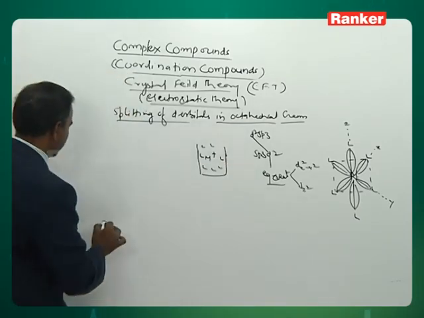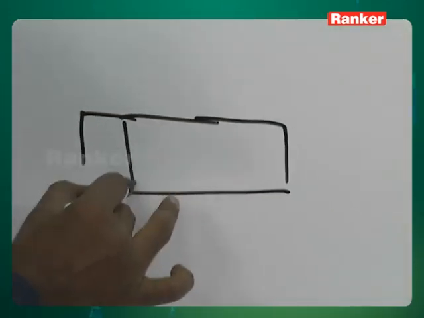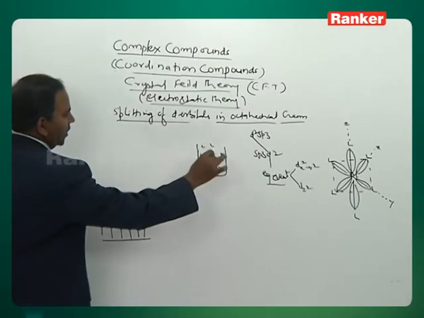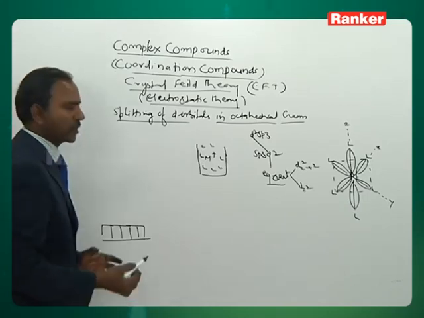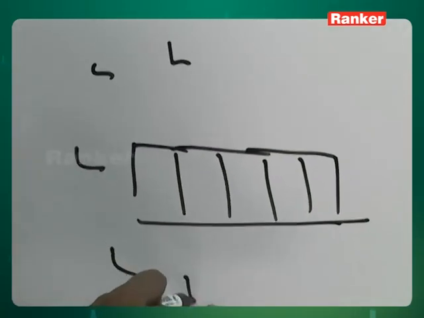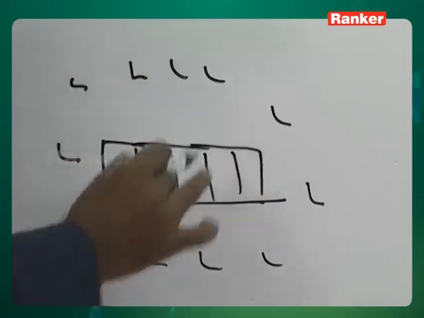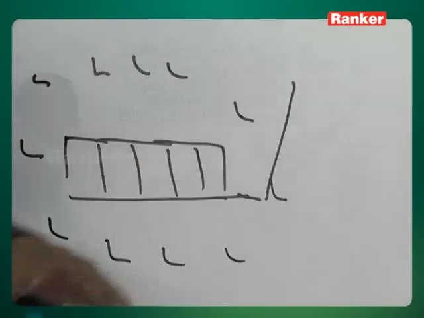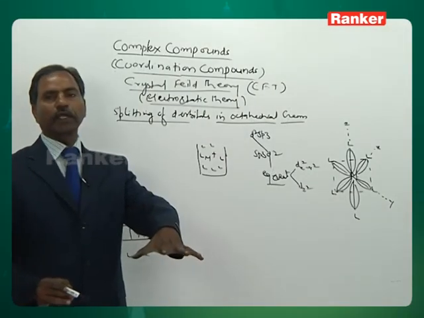So I am writing like this, you see, the 5d orbitals. Under the influence of these ligands from all the corners, from all the axes, these ligands are approaching this metal ion in a spherically symmetric geometry. By this, all the 5d orbitals experience the same repulsion. Their energy increases. The 5d orbitals under the influence of ligands just increase their energy.